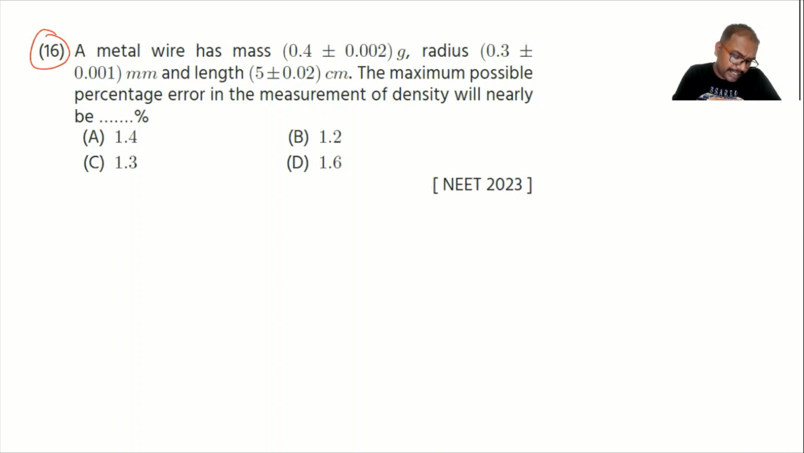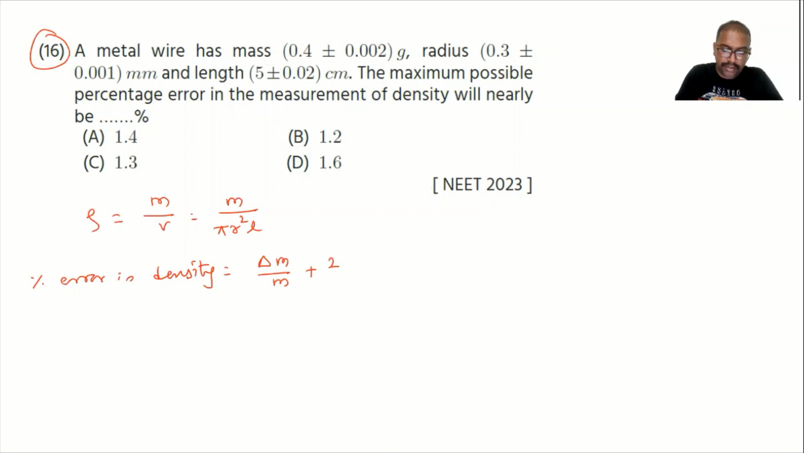Listen, density is given by the formula mass upon volume. But volume is not given here. They gave the radius and the length. So volume of the wire is pi r square into L. So percentage error in density of wire is error in mass plus, r square is there, so twice error in radius, plus error in length, multiplied by 100 percentage.